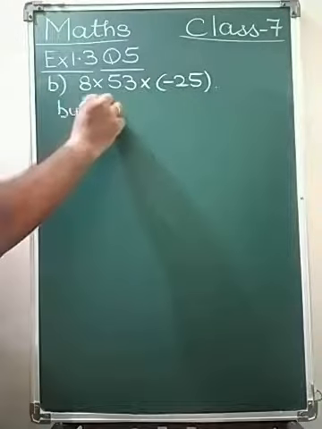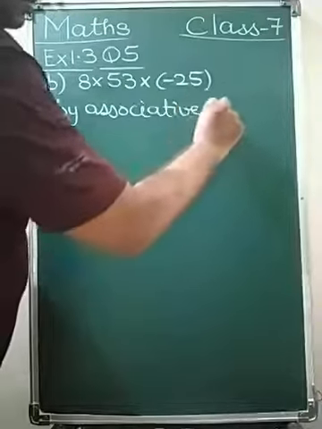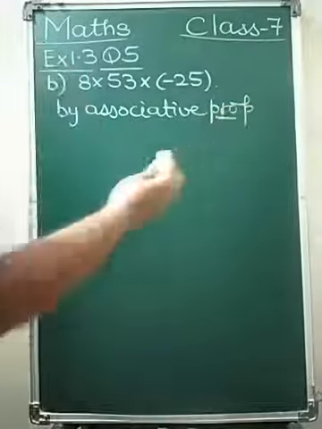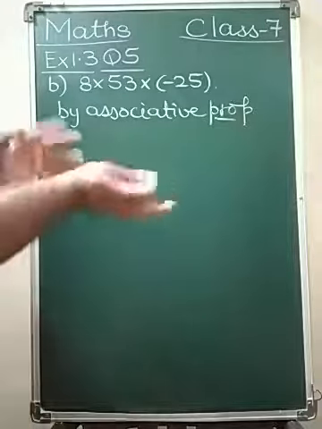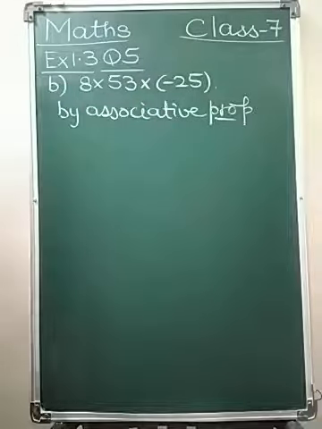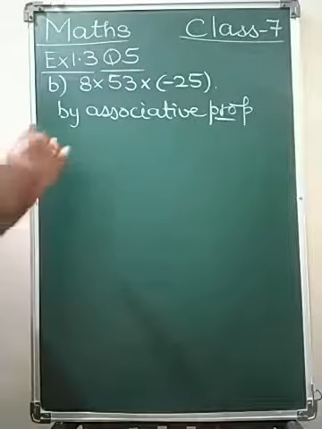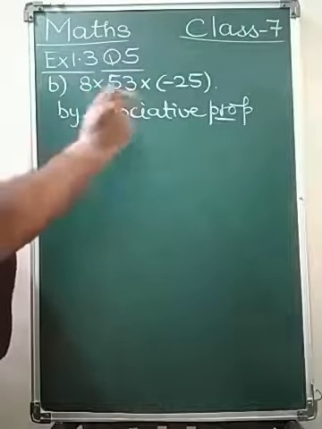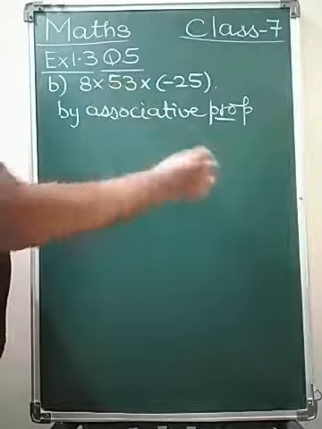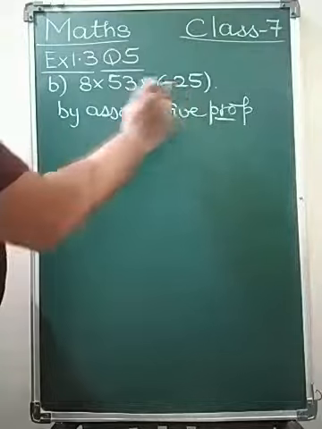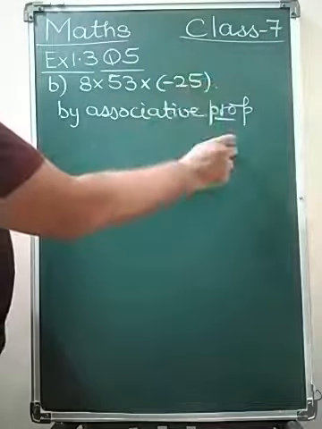By associative property. How are we going to associate? What are we going to associate? We will associate the numbers in such a way that when we multiply the two numbers, we get 0 on the units place. Suppose you multiply these two, 8 3s are 24, on the units place 4 is coming. If you multiply 3 and 5, 3 5s are 15, so on the units place 5 is coming.